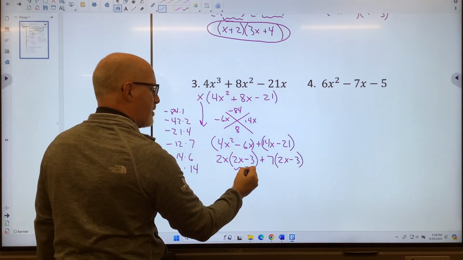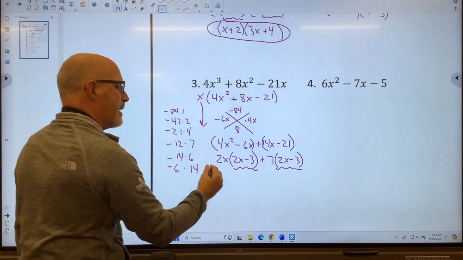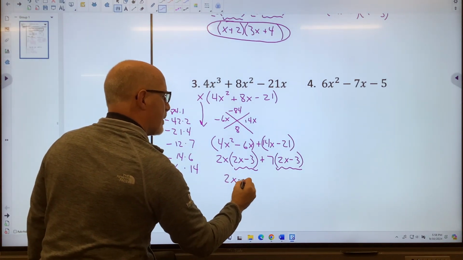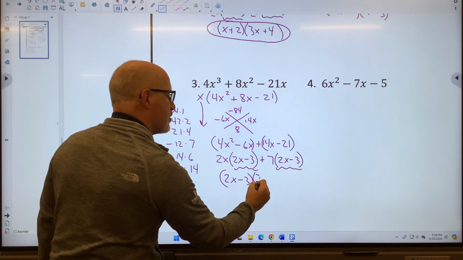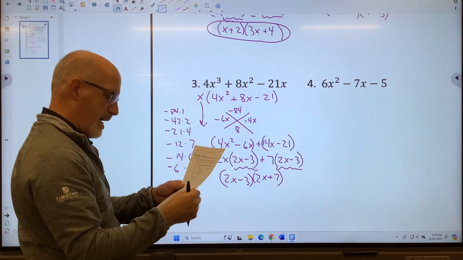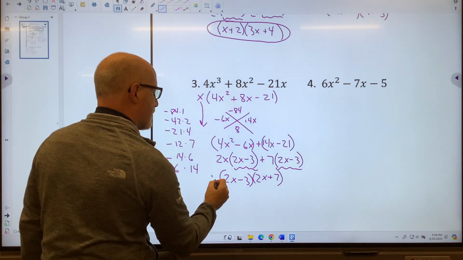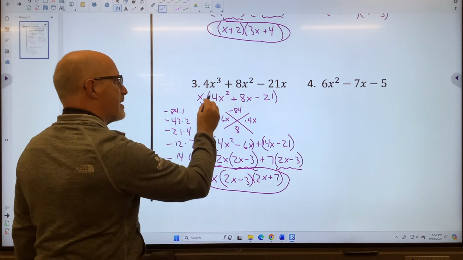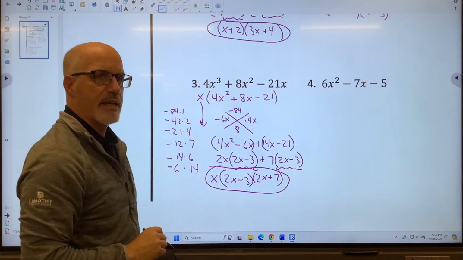There's my secret. Notice there's a common binomial factor in the two of them. I'm going to factor that out, and I'm going to make it 2x minus 3 factored out. And what am I left with? 2x plus 7 left over factored on the inside. Now, if you notice, I still need to bring this x down, so bring it down as part of my factorization. That's what this trinomial factors into using the x method.